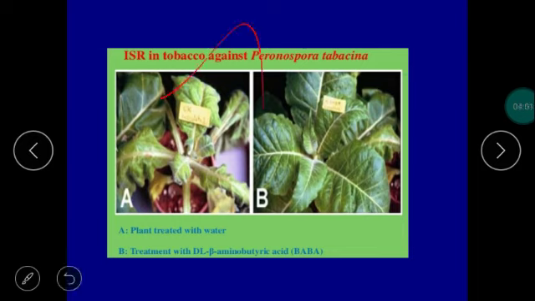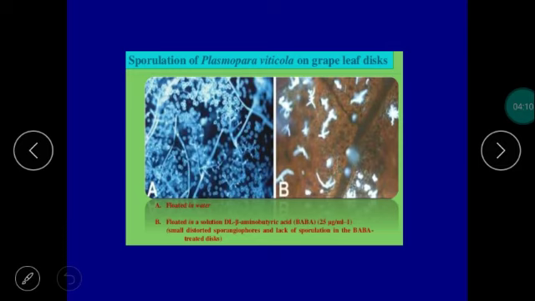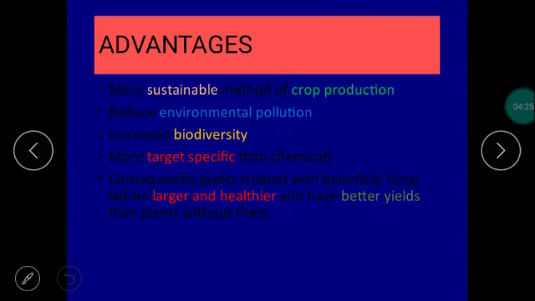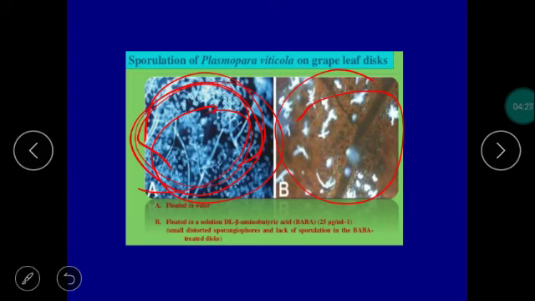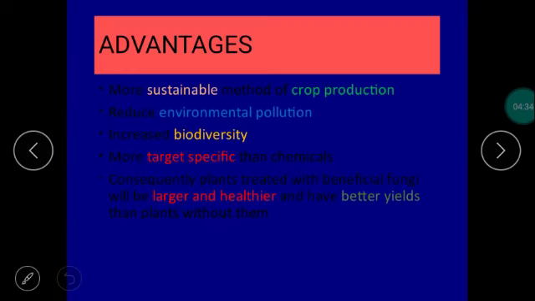Here is ISR in tobacco against Peronospora tabacina. This is a water-treated plant, and this one is treated with beta-aminobutyric acid. It shows healthy leaves compared to this plant. Here is an inoculation of Plasmopara viticola on grape leaf discs. One is floated in water, and the other is floated in beta-aminobutyric acid. The water-treated disc shows the maximum pathogen spore production. This is the difference between the treated and the untreated.